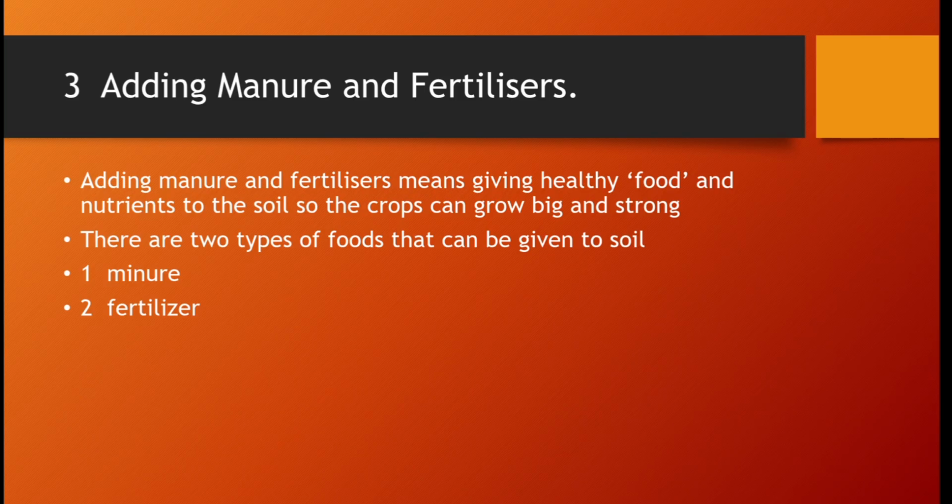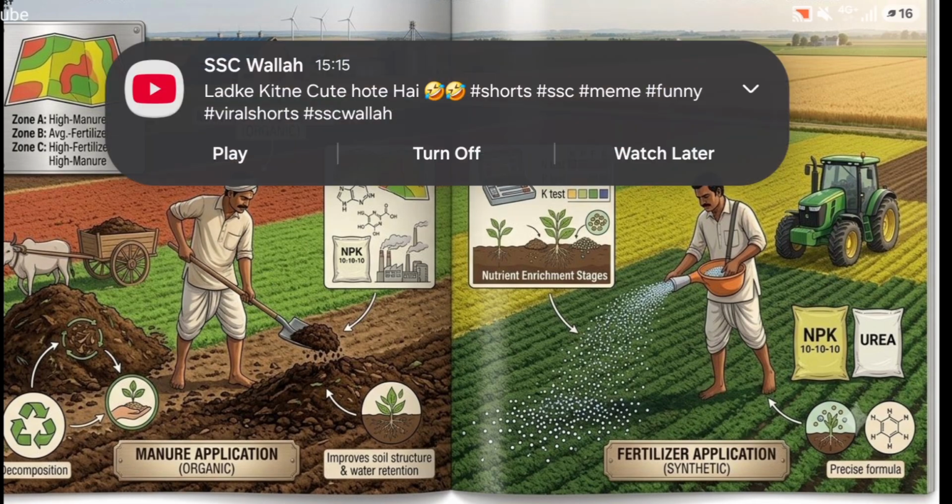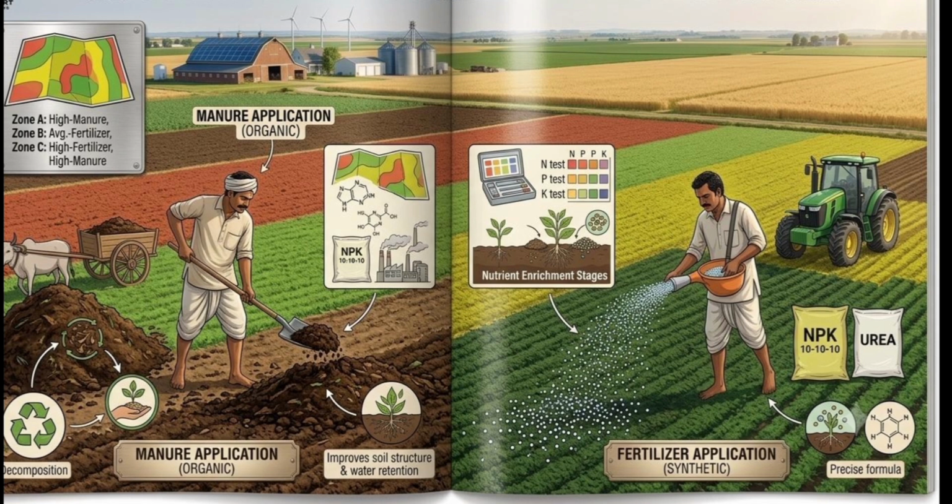These are of two types. The first one is manure, and the second one is fertilizer. The manure is created by decomposition, and can be seen in the first part on the left side of the photo; it is created from cow dung. And the fertilizer, as shown on the right side, can only be made in factories, just like DAP, urea, and NPK.